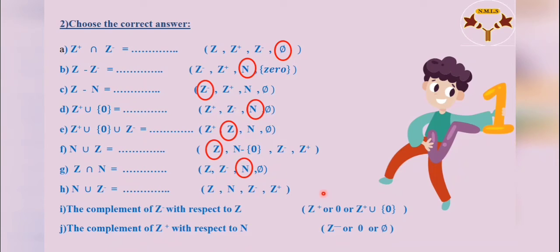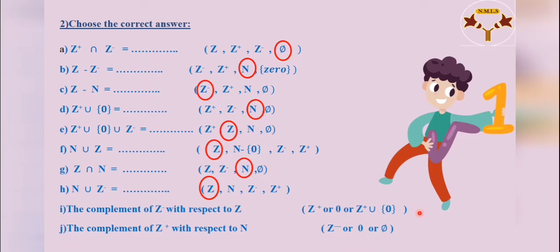Number H, N union Z negative. N union Z negative. So N and Z negative together will form the set of integers.